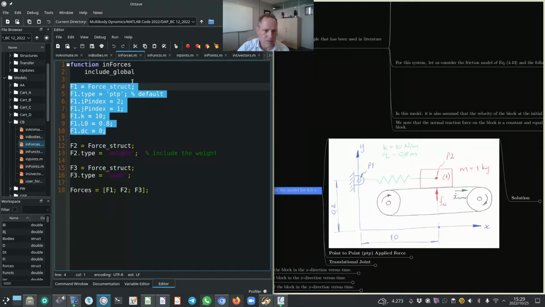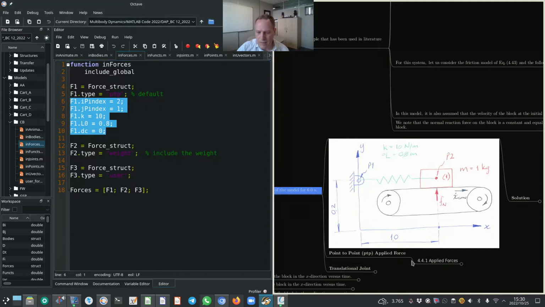Let's look at inforces. This is now a bit more interesting, and here we have what is referred to as a PTP, a point-to-point force, and this represents the spring that you see here in this diagram. I will talk about the other parameters of this point-to-point force in a moment. Let's just look at the textbook, Prof. Nikravesh's Planar Multibody Dynamics textbook.